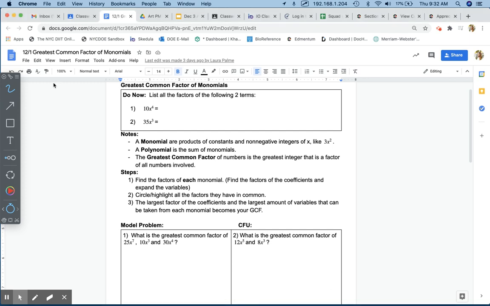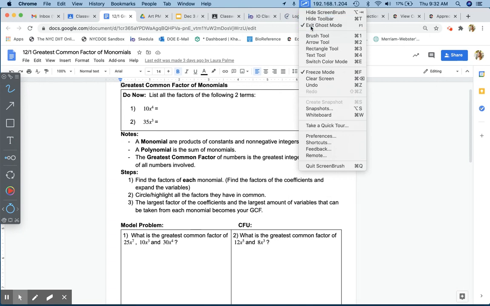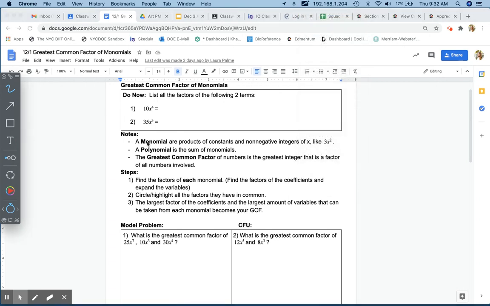So the greatest common factor of monomials. First, we're talking about greatest common factor. We want to think about what numbers have in common. So for the do now, we want to list all the factors of these terms. So first we have 1 and 10, 2 and 5, and then nothing else goes into 10 perfectly.